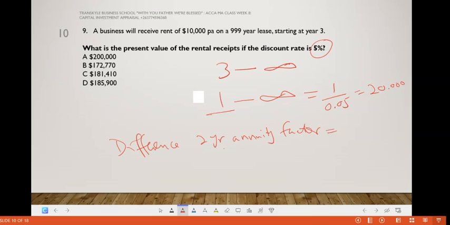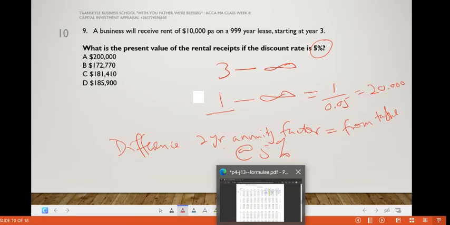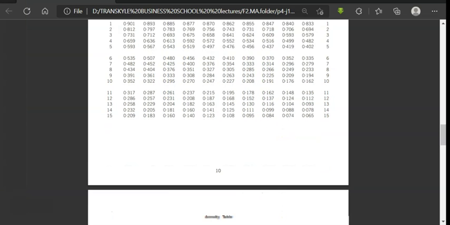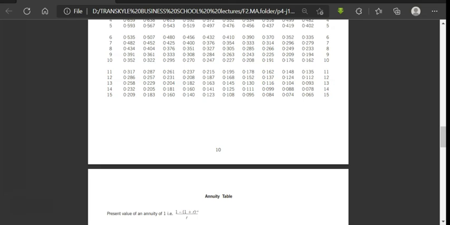So the 2-year annuity factor from tables at 5%. We go to the annuity tables. Remember, a perpetuity is an annuity to infinity. You are going to receive annual income forever. So a perpetuity is another form of an annuity, but that does not cease. You are going to receive the income forever.